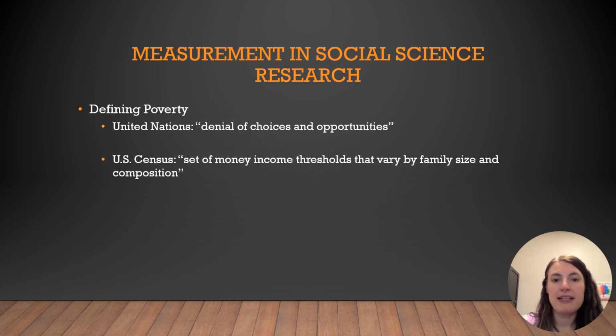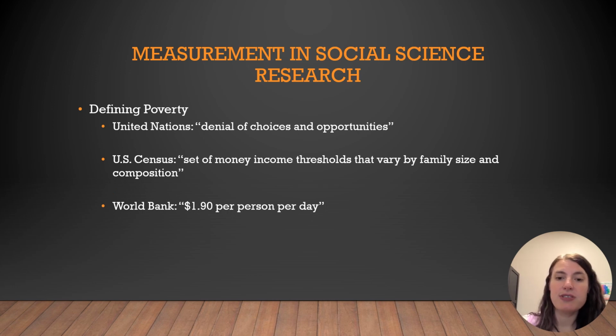Poverty is also commonly described in financial terms. The United States Census states that poverty is defined by a set of money income thresholds that vary based on family size and composition. According to the 2020 Poverty Guide, a single person must make less than $12,760 to be living in poverty, but a household with 5 people can earn up to $30,680 and still be considered living in poverty. The World Bank has a financial definition as well, using a $1.90 per person per day standard with adaptations for different country currencies.